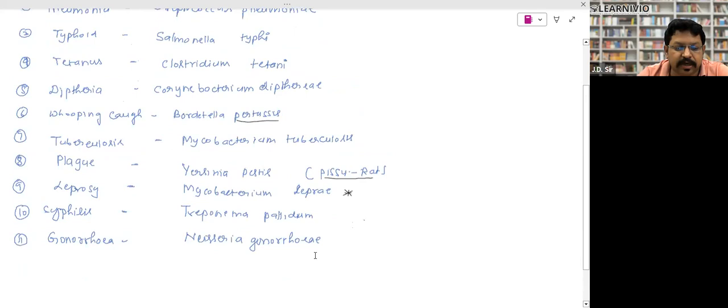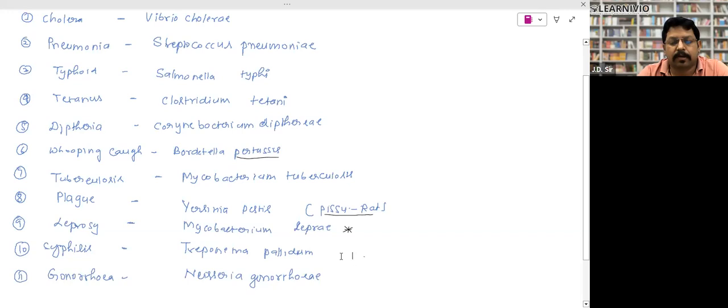So there are 11 diseases and 11 bacteria. You have to remember them, right? Take this screenshot. So 10 viral diseases, 11 bacterial diseases. In total, these are the 21.